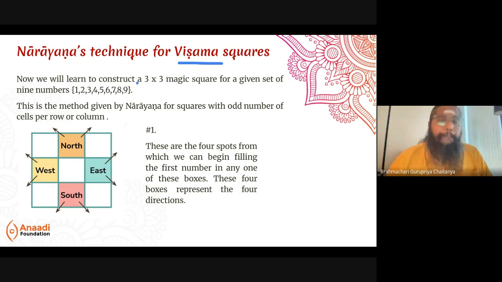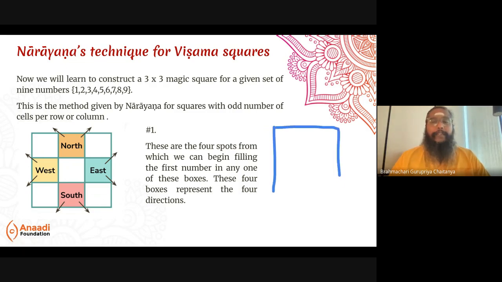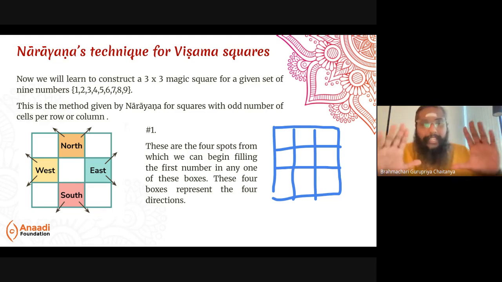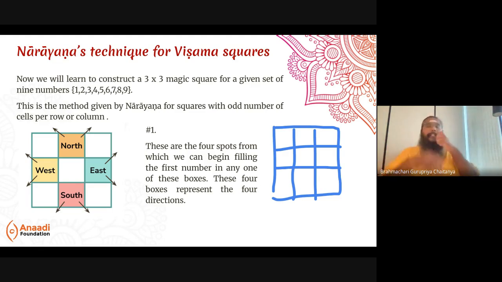We're going to pick the simplest of sequences. Any arithmetic sequence you can fill it up with. And then we are going to understand the technique. The first thing we must know is that the 3x3 grid has some specific points from which only we can begin the entire approach to building an odd magic square. This is Narayana's technique. There are hundreds of techniques. We are going to learn a few at least, right?